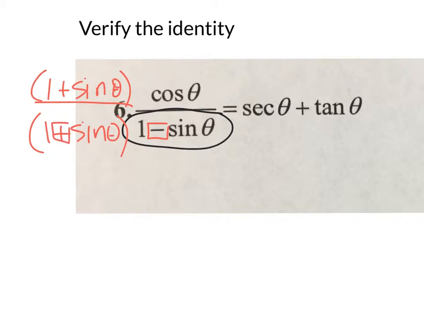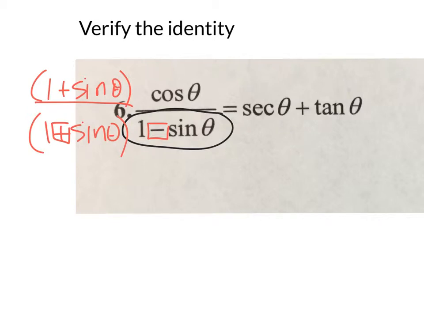Okay, so that's one of the strategies we can employ when we're trying to verify identities, is multiply by this fancy number 1. So this is a fancy number 1. The same thing on top and bottom is 1, and we are not actually changing this. We are going to manipulate it, but we're not changing it.